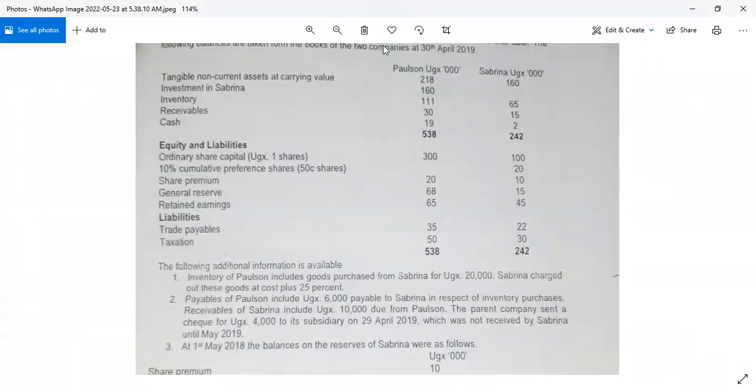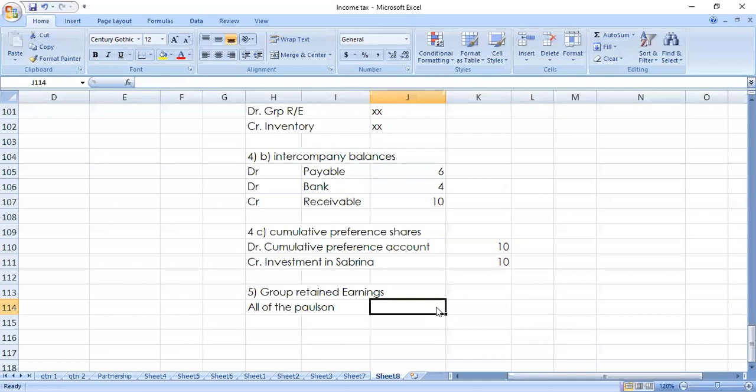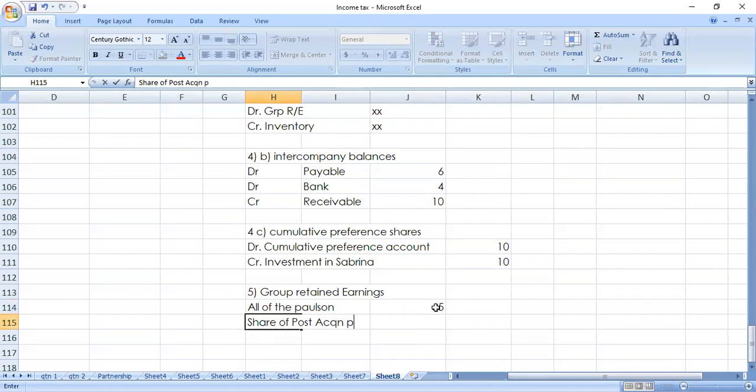Okay, so you put 65. The whole of it, 65,000, just put it in 65. And then you bring share of post acquisition profits of the subsidiary.